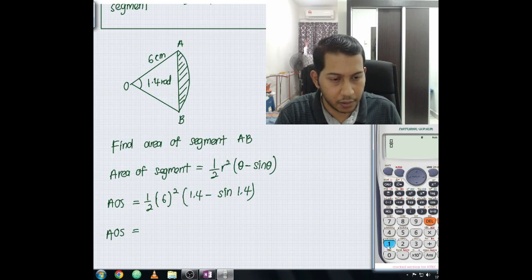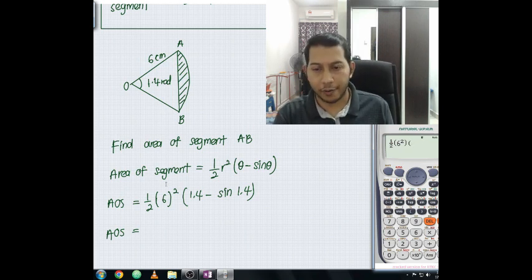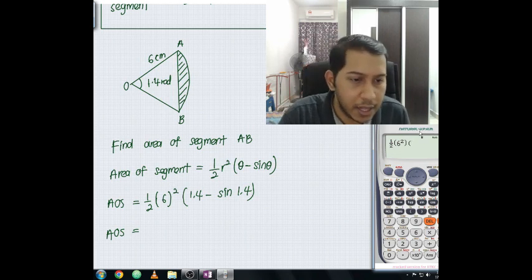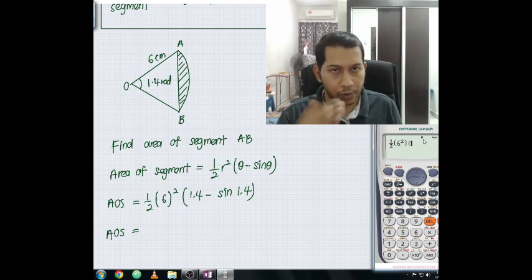Okay, so from here 1 over 2, 6 square. And then before you include the calculation of 1.4 minus sine 1.4, check whether the mode is in radian form or degree form, guys. If it's in radian form, you proceed.